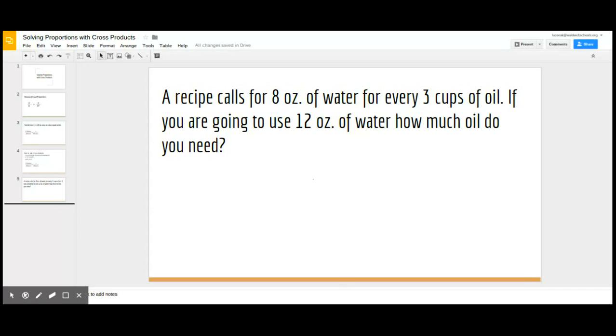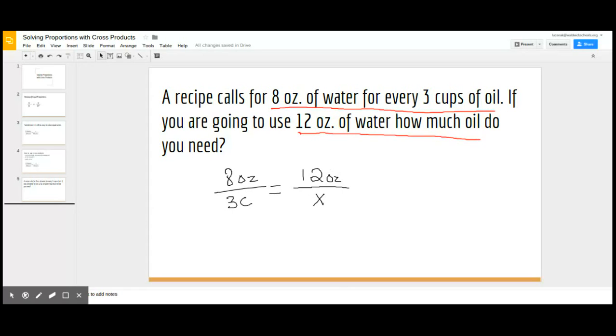So first, we want to find the important information. So this ratio, 8 ounces of water for every 3 cups of oil, we can write that out and begin our proportion. So we have 8 ounces to 3 cups. That's set equal to the ratio 12 ounces of water to a certain number of cups of oil. So on the other side of the equal sign, ounces go on the top, so I'm going to put 12 ounces on the top, and on the bottom, I don't know how many cups of oil I need, so that's where I'm going to put my variable x.